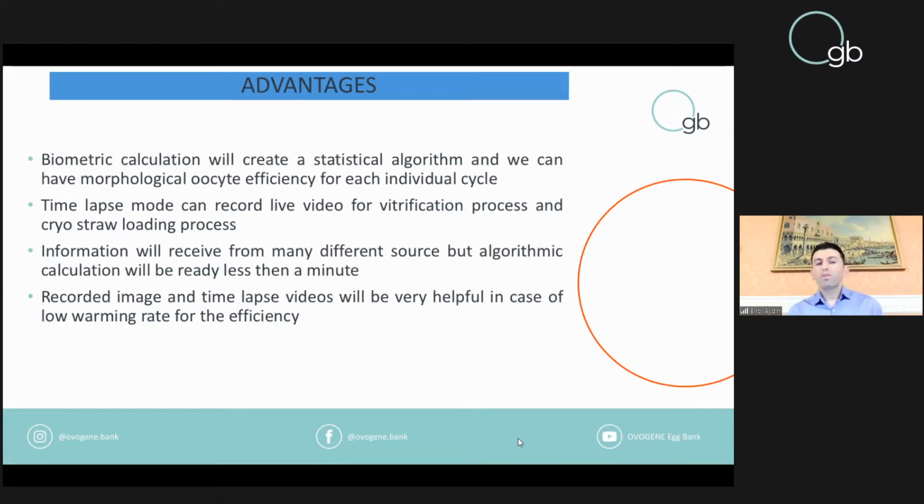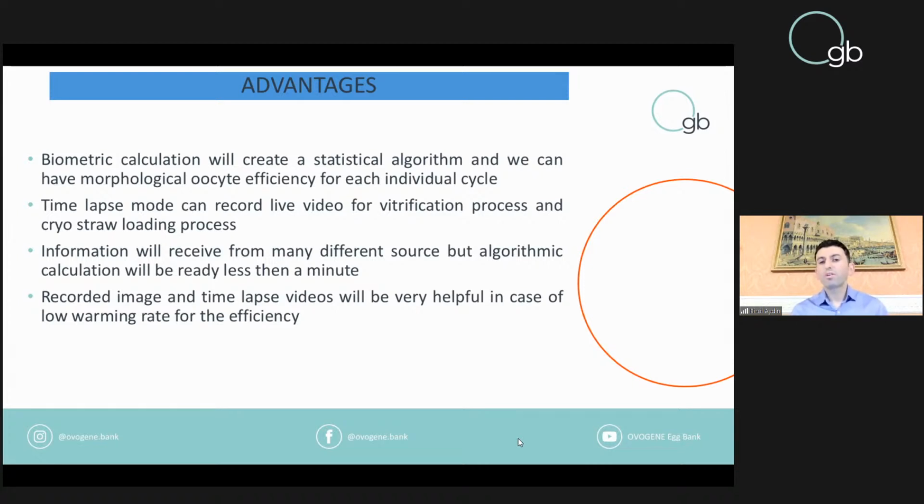So biometric calculation will create a statistical algorithm, and we can have morphological oocyte efficiency for each individual cycle. This is very, very important, because as an egg bank, we will be sure if we have high morphological efficiency from this donor. Not only clinical efficiency, such as pregnancy and fertilization rate, but morphological efficiency.